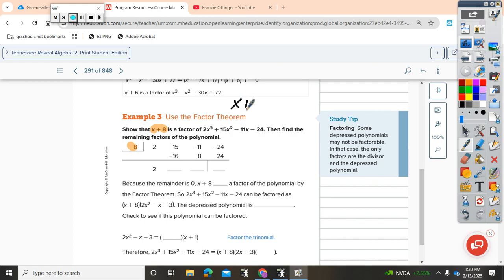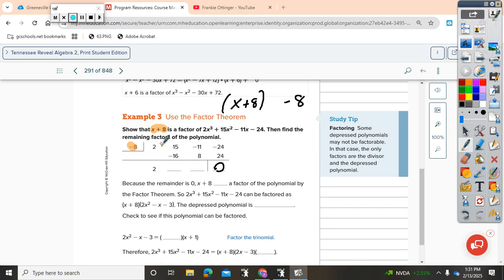Because they gave you the factor, and you were supposed to put in the solution, right? So -8, okay? It says show that x plus 8 is a factor, so I better get 0 for a remainder because they're telling you it's a factor. That means -8 is a solution. So if you don't get 0 for the remainder, you've made a mistake because they're telling you it is a part of this equation.